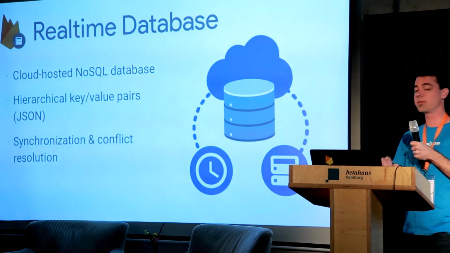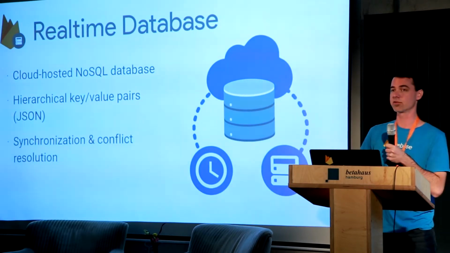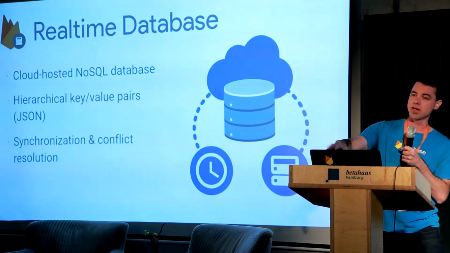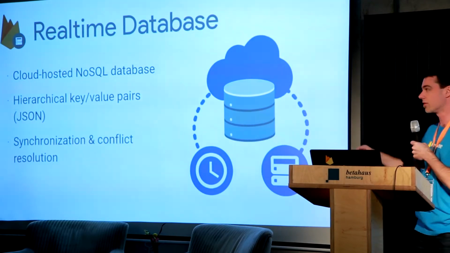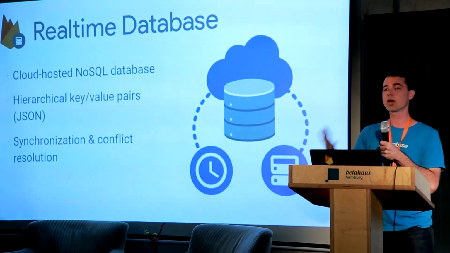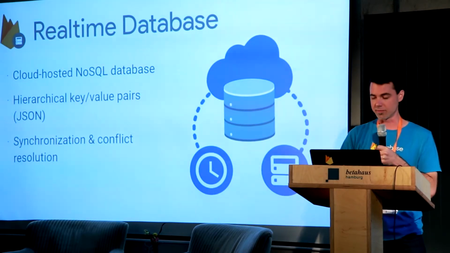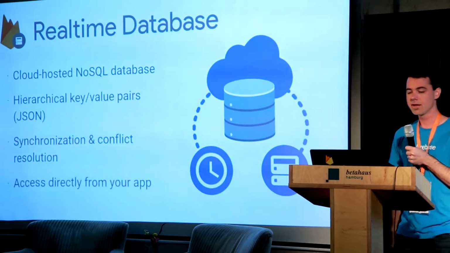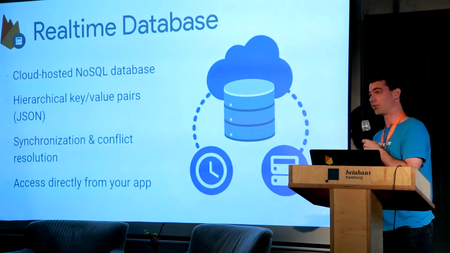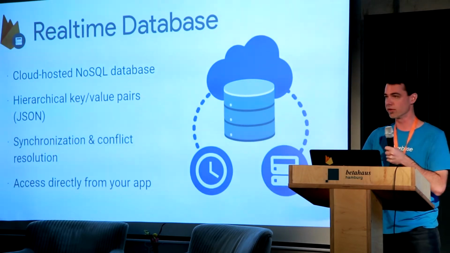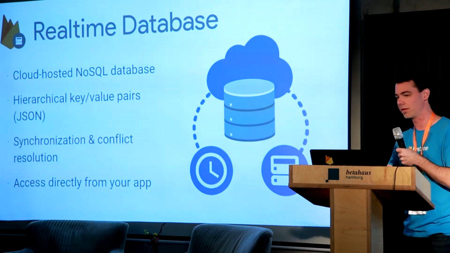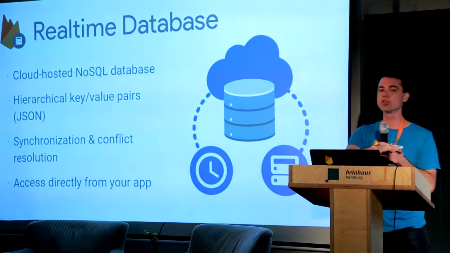If you're using client libraries, there's automatic synchronization and conflict resolution. So clients just write into the database. You don't have to worry about synchronization. You don't even necessarily care. Firebase just does the right thing. You just use the client libraries in a way that makes sense for your app. And you access it directly from the app, so you don't go through a middleware. There's no REST API. There is a REST API, but you don't generally use it.